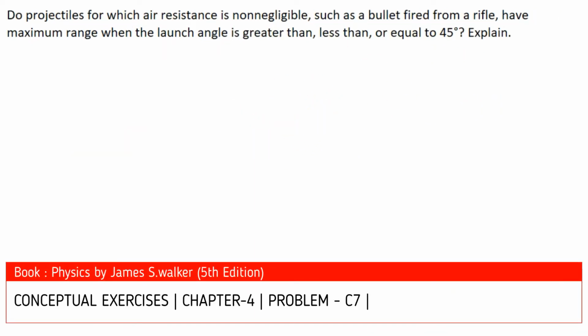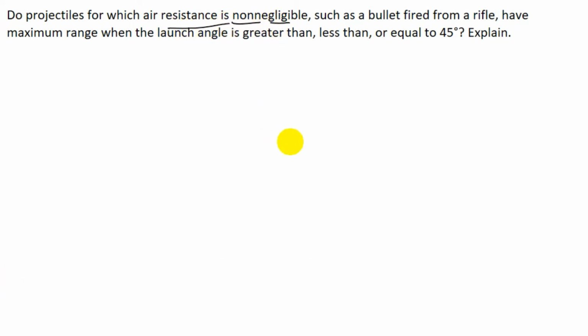So in this question we have to tell, for projectiles for which air resistance is not negligible, meaning we have to consider the air resistance, is the maximum range achieved when the launch angle is greater than, less than, or equal to 45 degrees? This is what we have to explain. Now in such cases where air resistance is not negligible, to obtain the maximum range the launch angle should be less than 45 degrees.